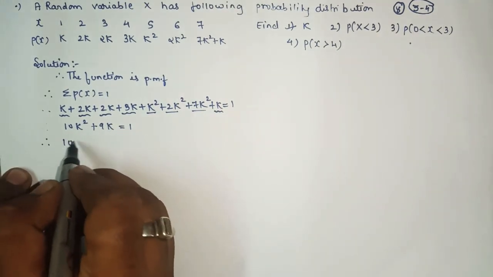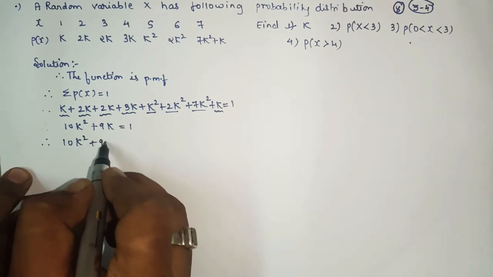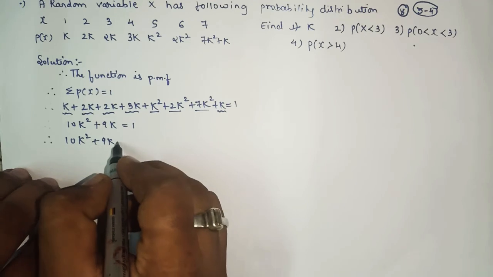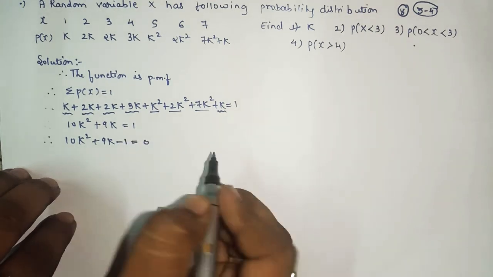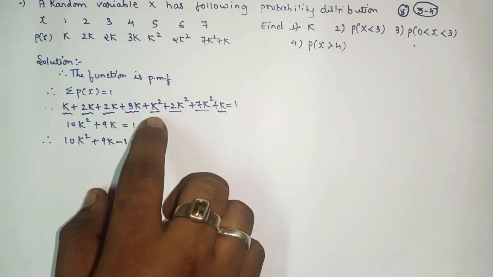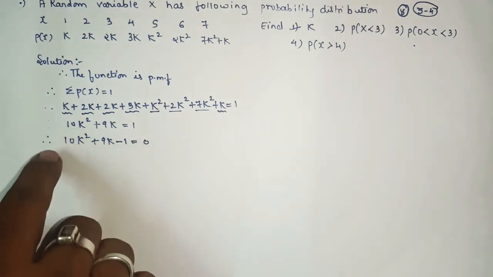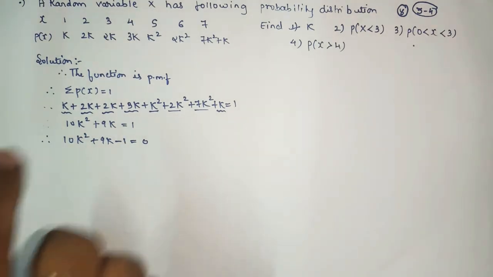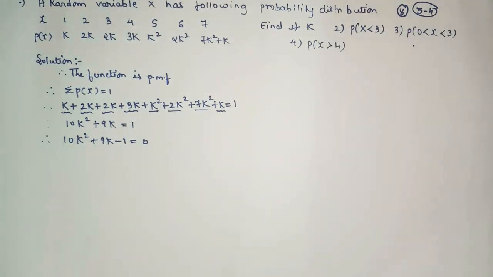Now we'll shift this plus 1 to the left hand side. So this will be minus 1 equals 0. As I told, here we have k square. So whatever equation you get here will be a quadratic equation. Yes, here we got a quadratic equation.